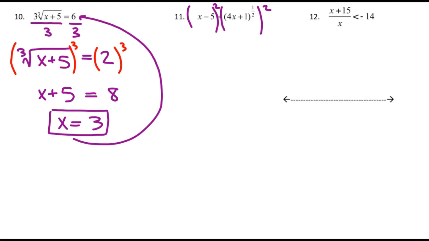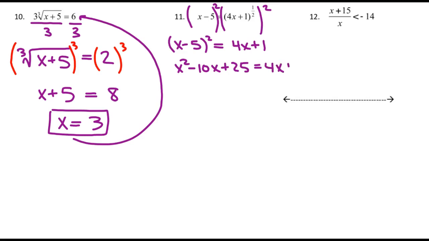So something that's a power to a reciprocal power cancels out. Like something to the half power to the squared power, you multiply the powers, and the reciprocals times each other equal 1. So this is going to be x minus 5 squared over here, and then equal to 4x plus 1 to the first power, which I won't even write there. So squared cancels out a half power. FOIL this side out, x squared minus 10x plus 25 equals 4x plus 1.